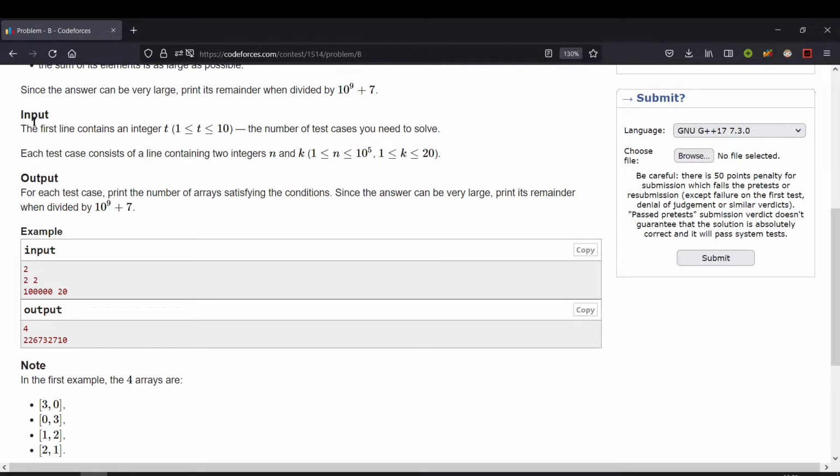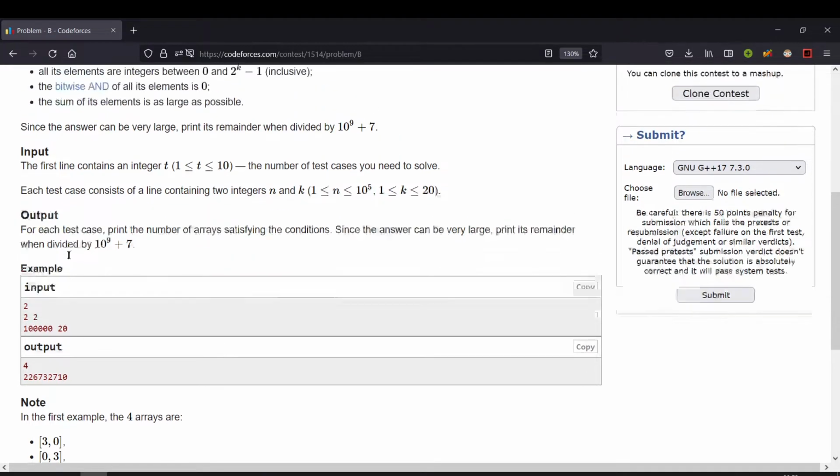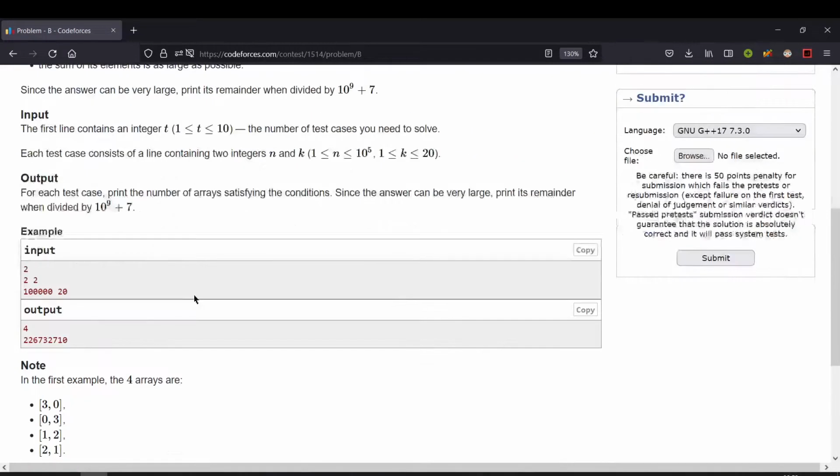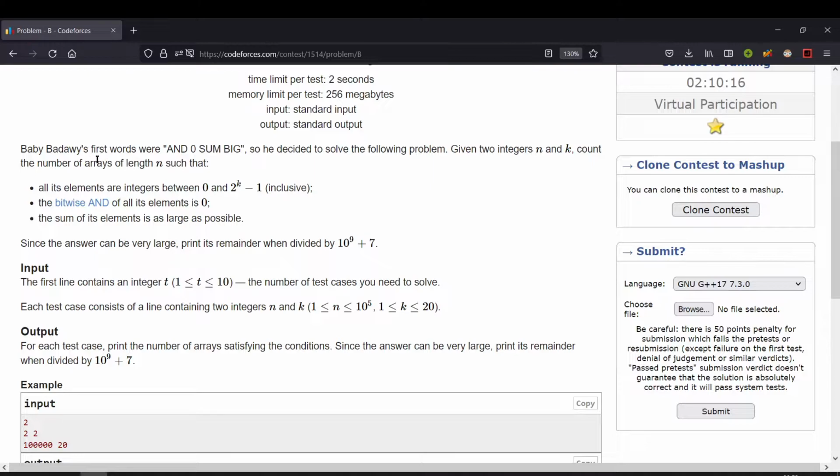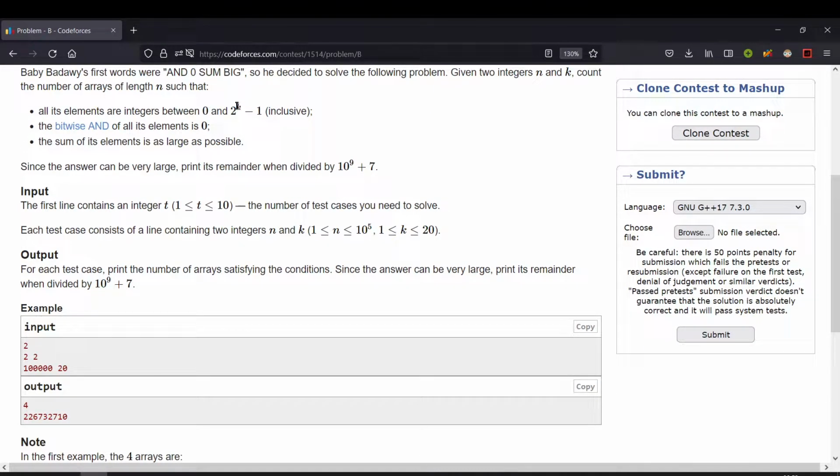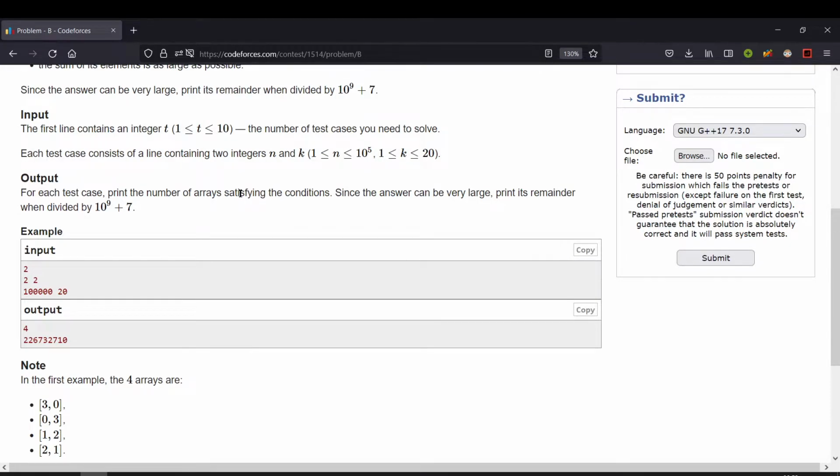Okay, so the number of test cases you need to solve. Okay, that's pretty much it. And n and k is given, and here we construct an array of length n. The numbers can be in the range up to 2 to the power k minus 1. Sum of its elements is as large as possible. Okay, what does that mean?